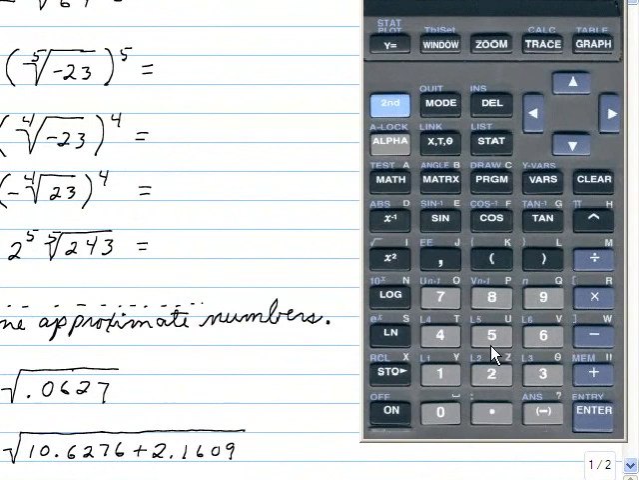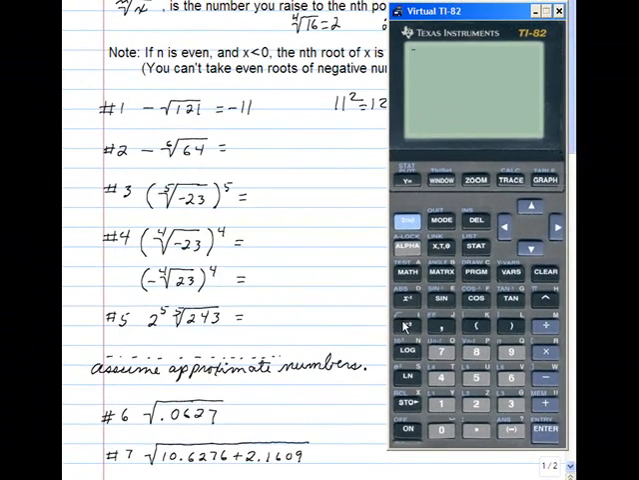And then we're going to put a square root. The square root is located right above the x squared key, and it's in blue. So I'm going to hit the blue key second, and then x squared, and that produces the square root. And then I'm going to put in the number 121. Then I hit enter, and there's my answer, negative 11, the same thing we came up with.